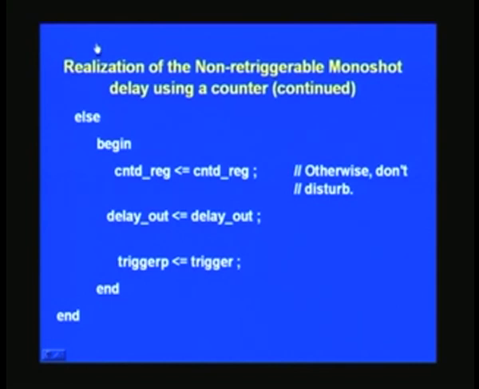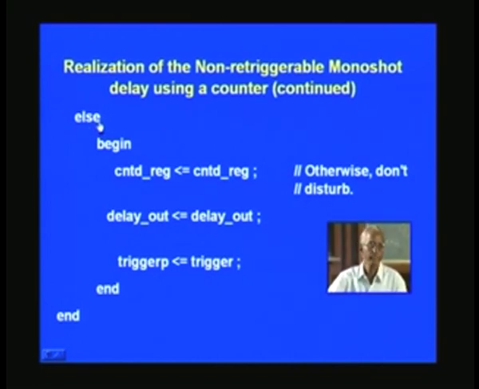Now if that is not satisfied, finally you have one more block. The last one will have only else, no if here. If this happens, what we need to do is not disturb any of the contents. We have used 3 flip flops, or registers, that is counter D, delay out, and trigger. Each of them is 1 bit in size, with the exception of counter D, which is 8 bits.